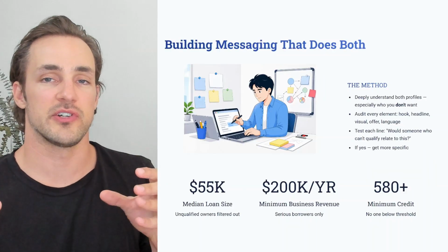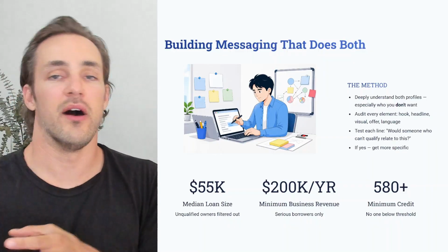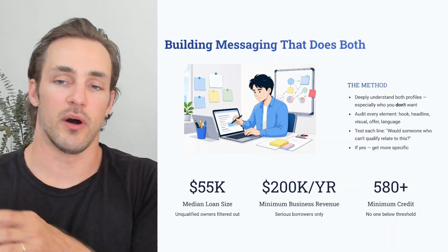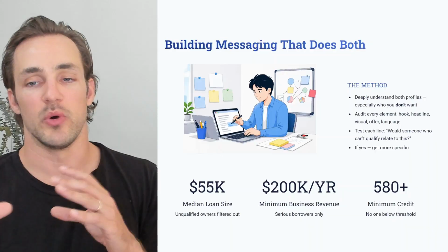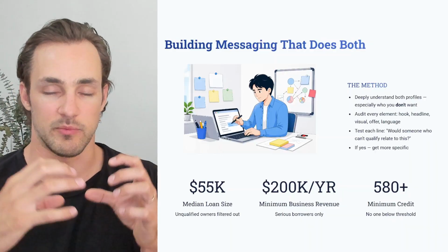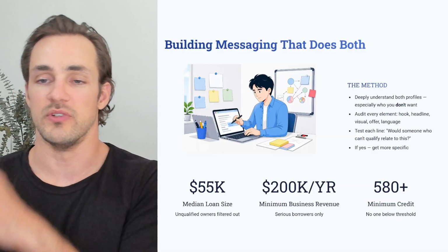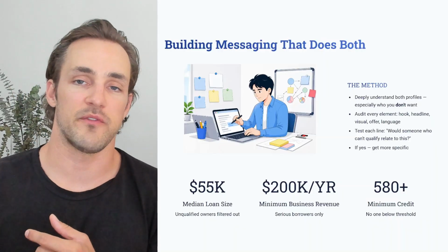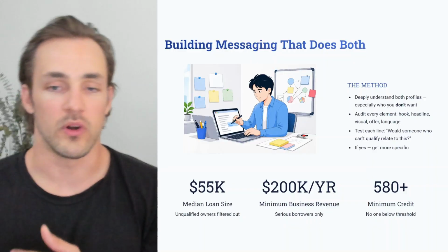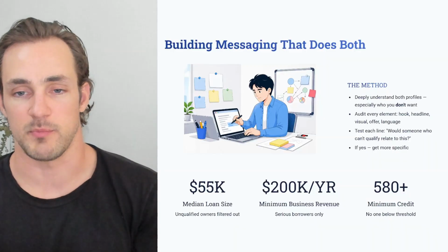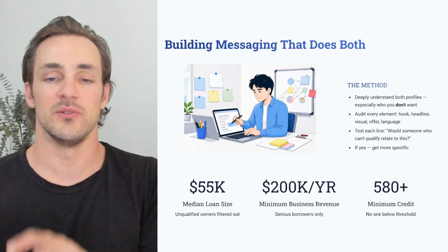How do you build messaging that speaks directly to your ideal customer and also repels a disqualified borrower at the same time? It starts with deeply understanding both profiles, not just your ideal customer profile. You also need to get crystal clear on exactly who you don't want. What does your disqualified borrower look like? What are they saying? What are they searching? What are they clicking on? What are their pain points? What language are they responding to? Because you need to make sure that your messaging does not accidentally use any of it.